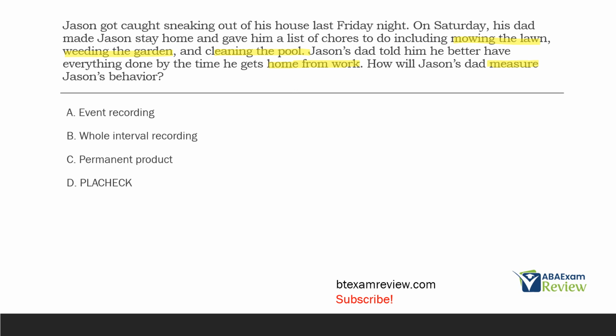Mowing the lawn, weeding the garden, and cleaning the pool, those are products, okay? He's not too worried about how Jason is going about doing it. He's worried about the product or the outcome. And so when we're worried about the product and the outcome and we're not observing behavior, well, permanent product is typically going to be our best bet. Jason's dad can come home and he can see is the lawn mowed, he can see is the garden weeded, he can see is the pool cleaned.